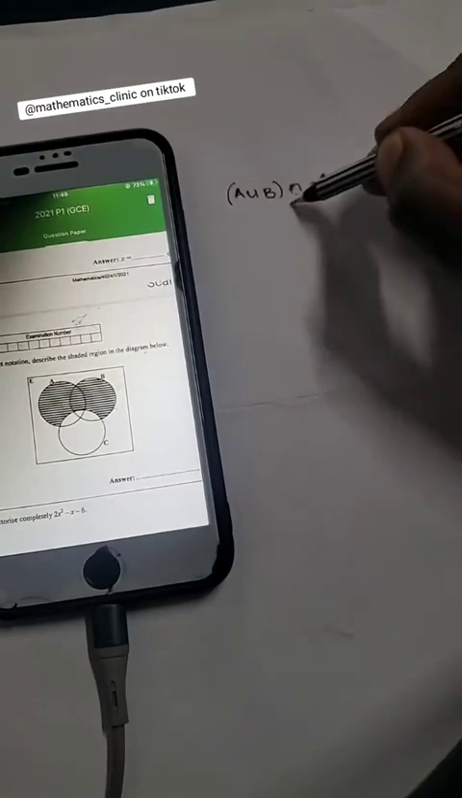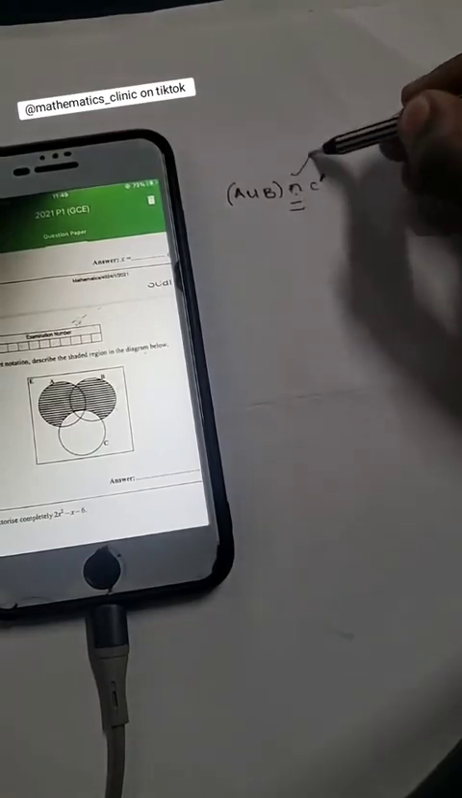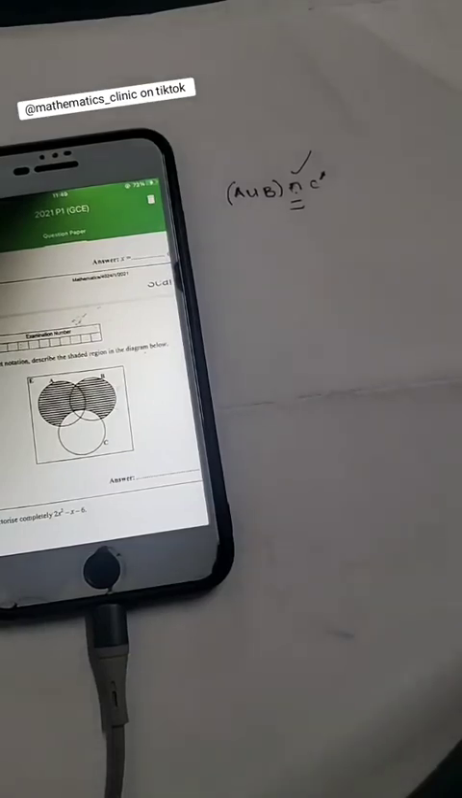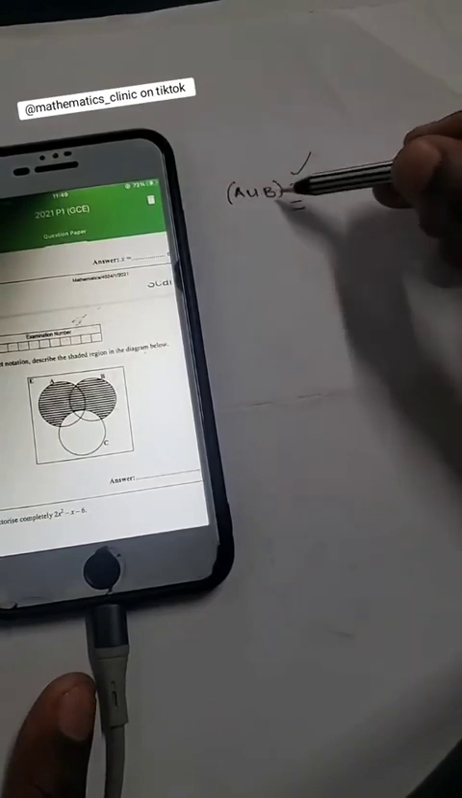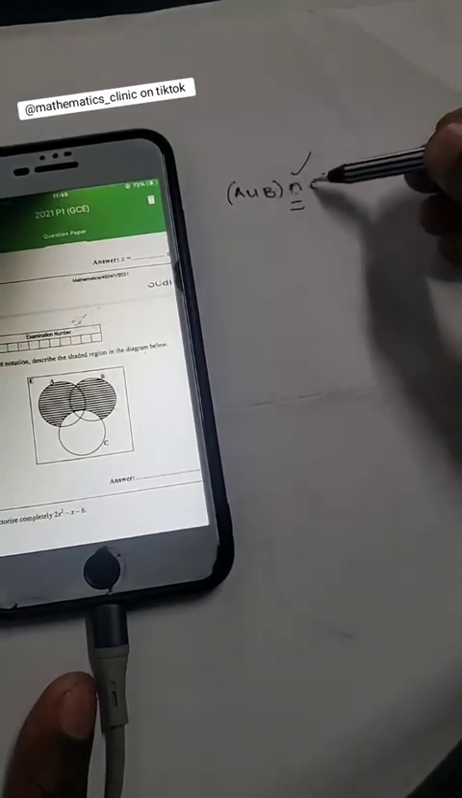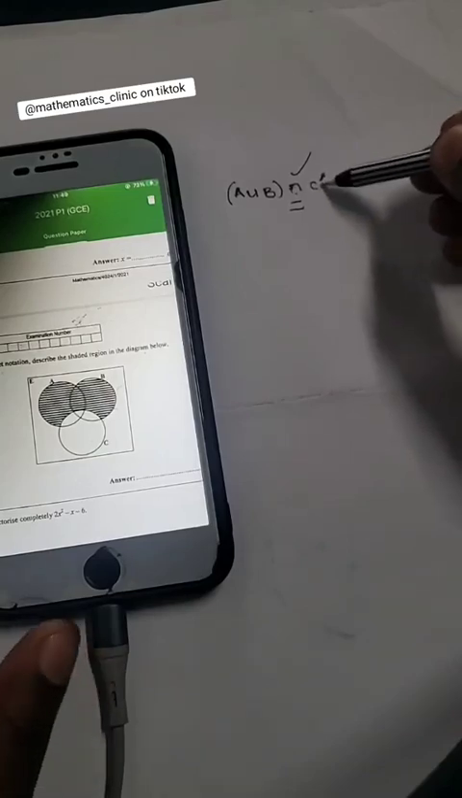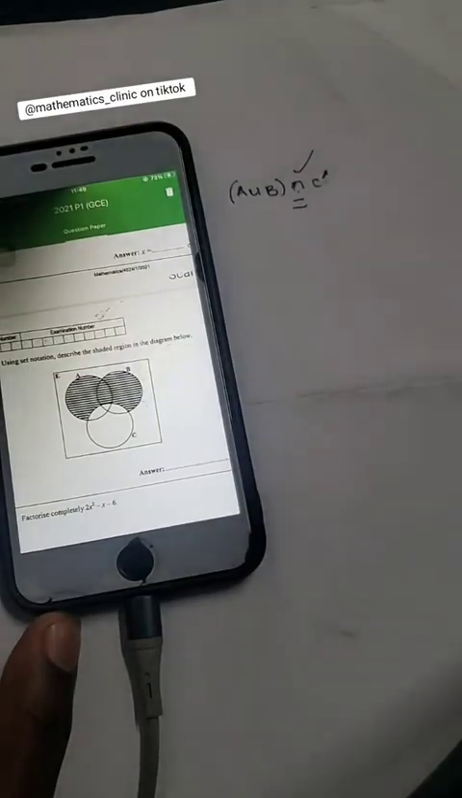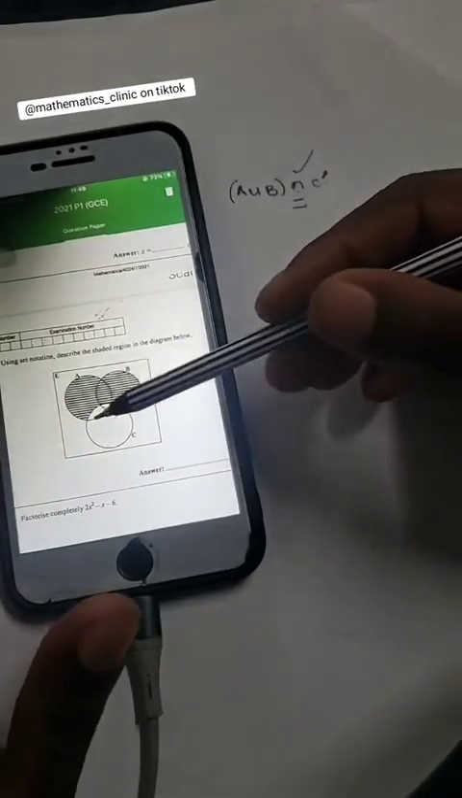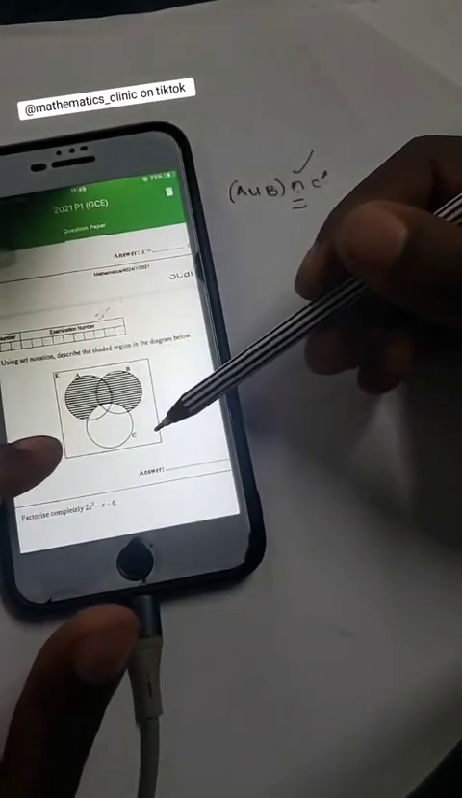Now the key was to know which sign to put here. So we have used intersection because if A union B has nothing to do with the C, then it has to do with the universal, because A, B, C are in the universal. So it has nothing to do with the C, then it has to do with the universal.